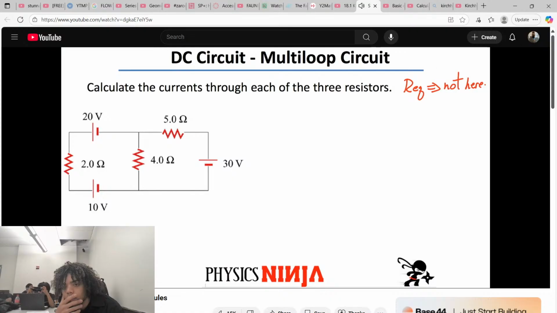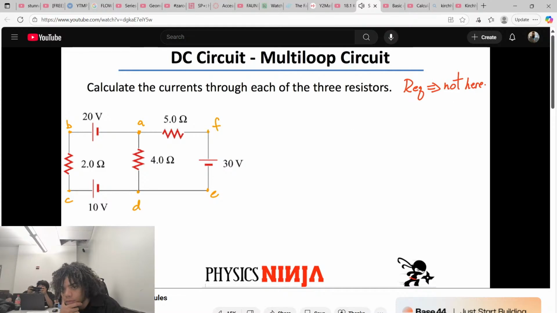So in order to do that, I'm going to start by labeling all these points. I'm just kind of arbitrarily going to call them A, B, C, D, E, and F. I'm going to do this because when I start doing the loops, I just want to identify which loops I'm doing, just so we're very clear.